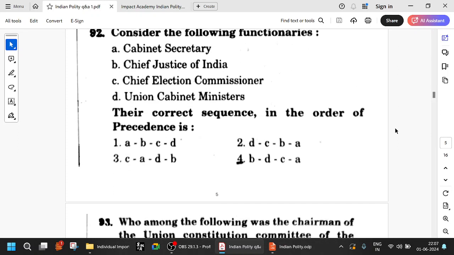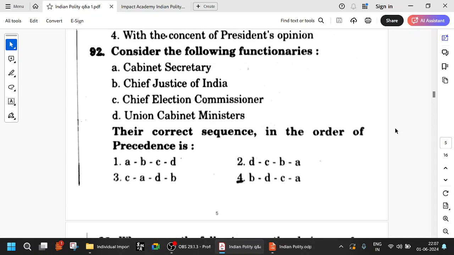So consider the following functionaries: Cabinet Secretary, Chief Justice, Chief Election Commissioner, and the Union Cabinet Ministers, according to their order of preference. So the Chief Justice of India is always on the high. Then Cabinet Ministers will come, next Chief Election Commissioner, and then Cabinet Secretary. Even the Speaker has a relatively higher position, even though he is just a normal MP or an MLA. Once he becomes Speaker, he has, I think, the seventh position or something. Anyway, the Chief Justice of India is always at the top. The President will obviously be the first one. Okay, the order of precedence.